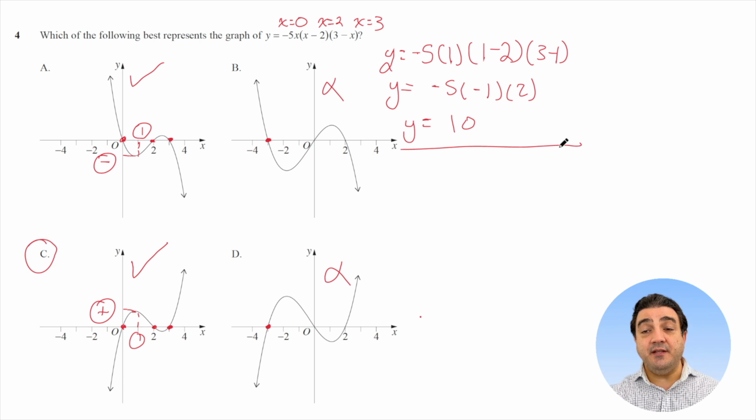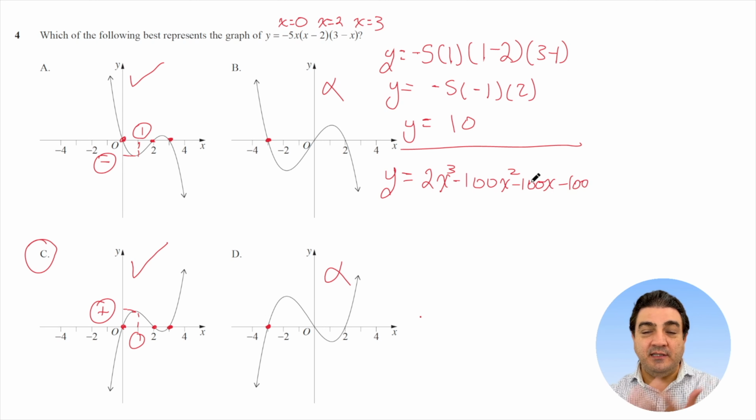The other method is to find the sign of the leading term of our function. I will explain what I mean by using a function to demonstrate the idea, then we will apply it to the given function. So let's just say that we have the function y = 2x cubed - 100x squared - 100x - 100, or -1000, it doesn't matter.